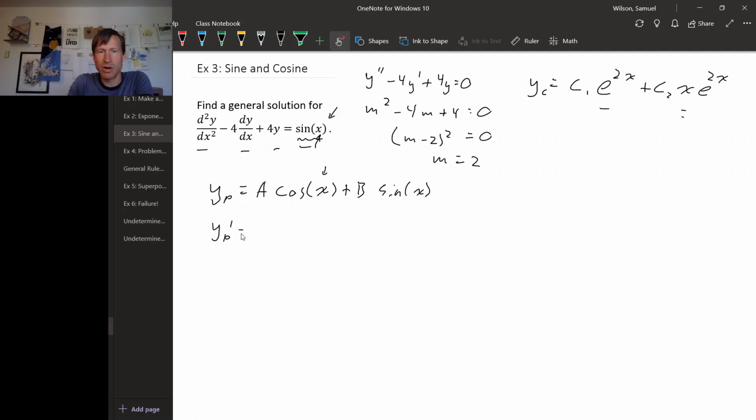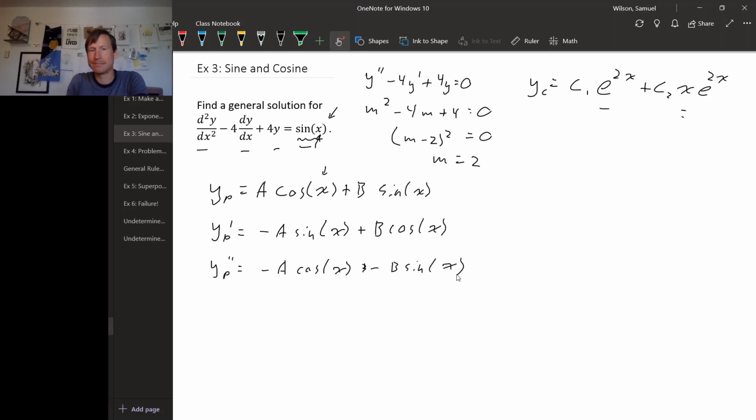So y sub p prime is minus a sine x plus b cosine x. Y sub p double prime is minus a cosine x minus b sine x. And now we have to plug all of this into the original differential equation, which is going to be a bit of a mess.